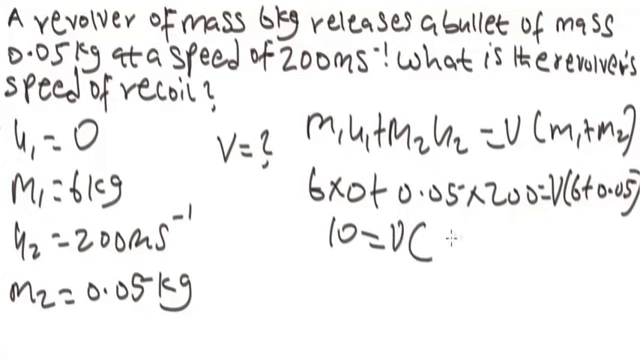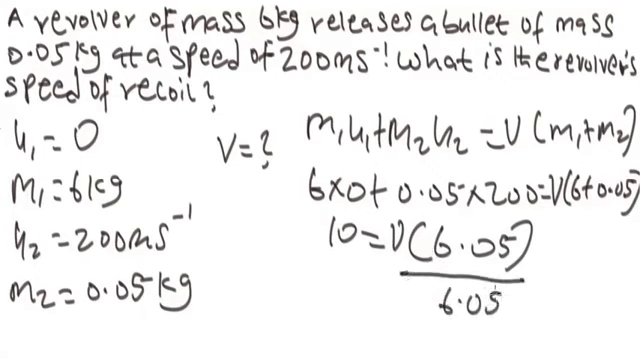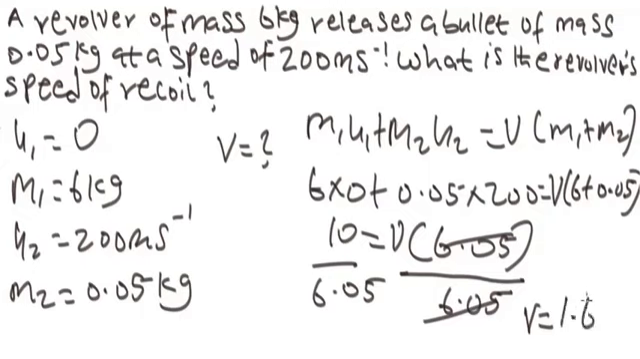6 plus 0.05 gives us 6.05. To make v the subject of the formula, divide both sides by 6.05. If we cancel this, therefore 10 divided by 6.05, let me punch it. Our final velocity will be 1.65 if you are leaving it in 2 decimal places, meters per second. So this will be the speed of recoil, the final velocity.